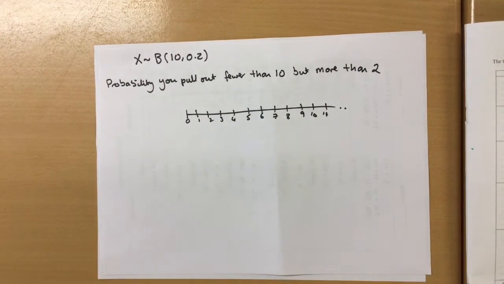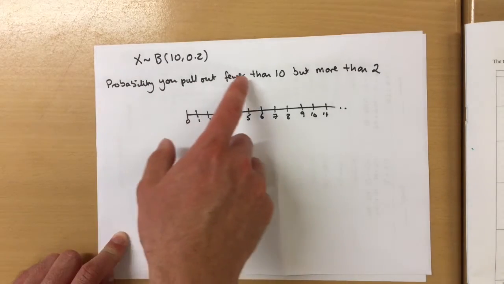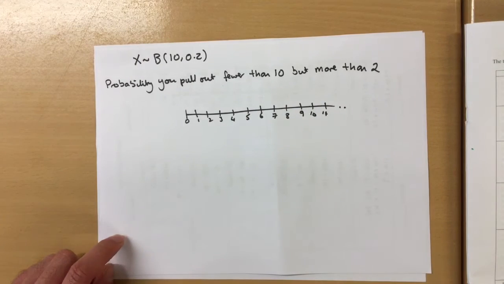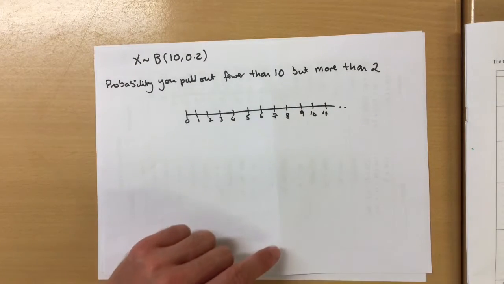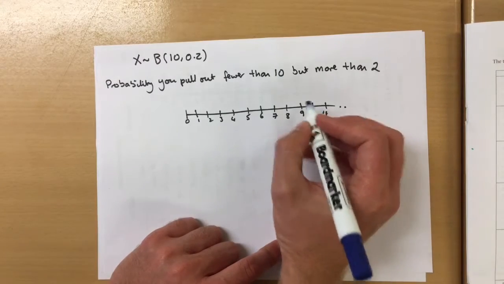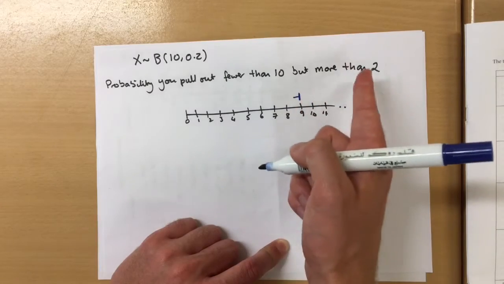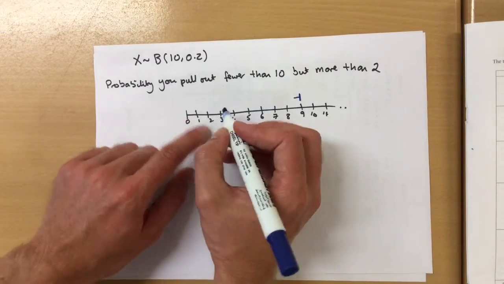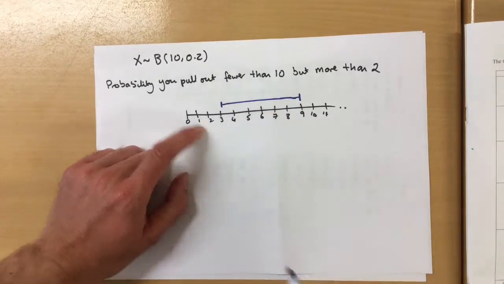Right, this scenario. So using the same scenario where n is 10 and the chance is 0.2, what is the probability you pull out fewer than 10 but more than 2? So again, you're never too good for a number line. Fewer than 10 means it can't include 10, so I'm looking at 9 and below this way, but more than 2 can't include 2. So looking at this range of numbers.